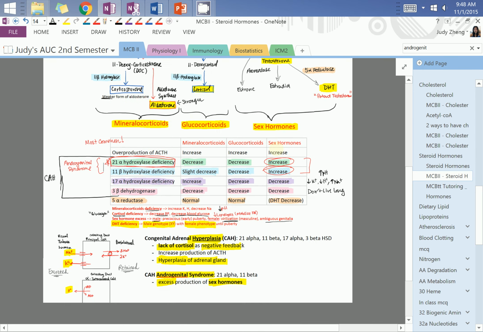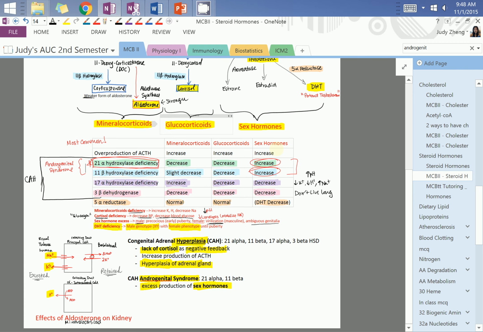And just as an aside, this is not really considered any of those, but let's say you have a tumor in your anterior pituitary that's producing a lot of ACTH, so you just have an excess of ACTH production. You will have an increase in all of them: all of the mineralocorticoids, glucocorticoids, and sex hormones.